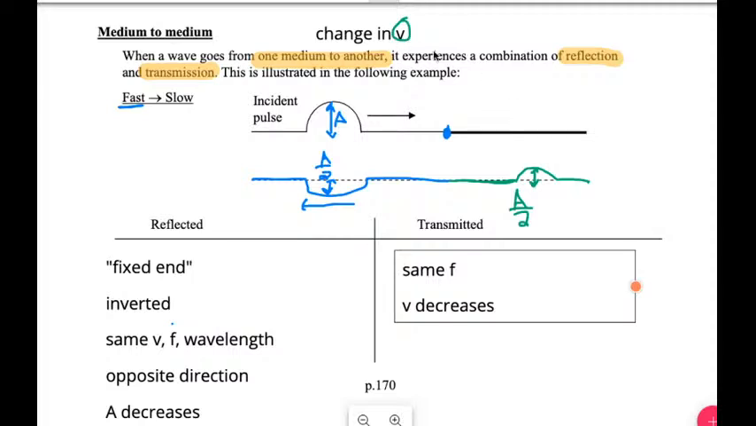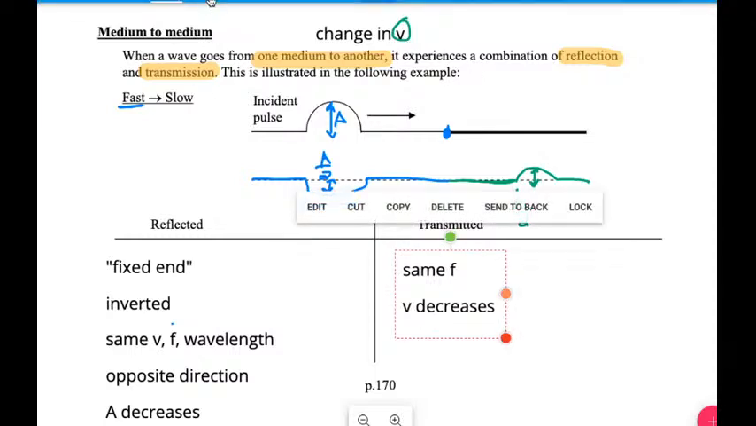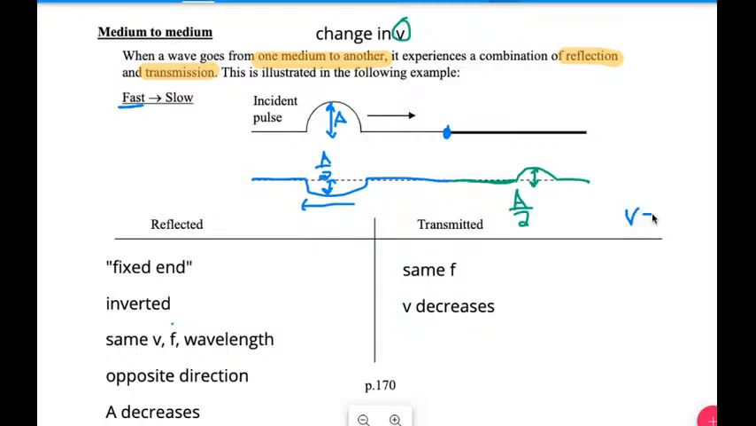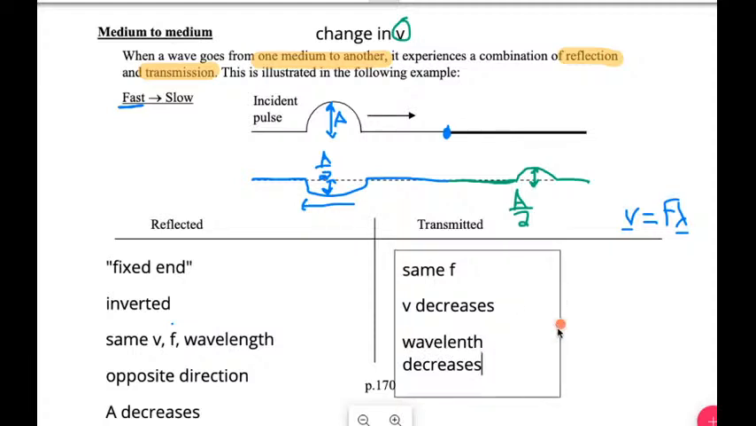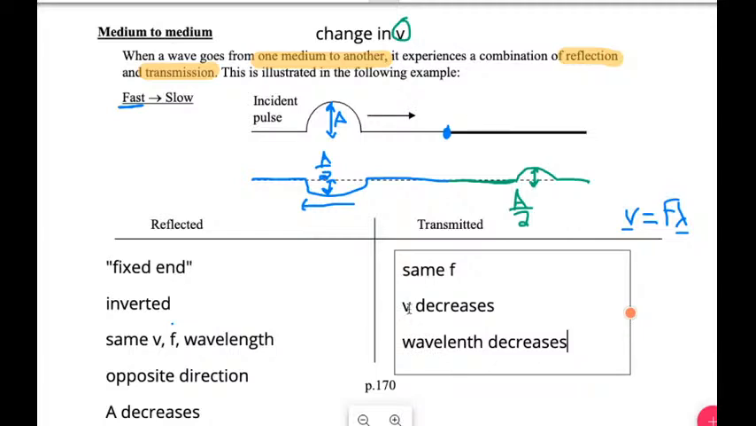And if we look at our universal wave equation, speed is frequency, which stays the same, times wavelength. If our speed slows down, and speed is directly proportional to wavelength, that actually means that our wavelength needs to decrease because frequency is staying the same. So you'll usually see that is connected: if speed changes, we'll have to have a change in wavelength as well. Whereas when speed stays the same, wavelength stays the same as well.